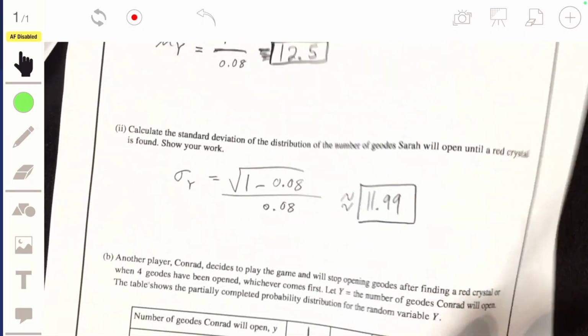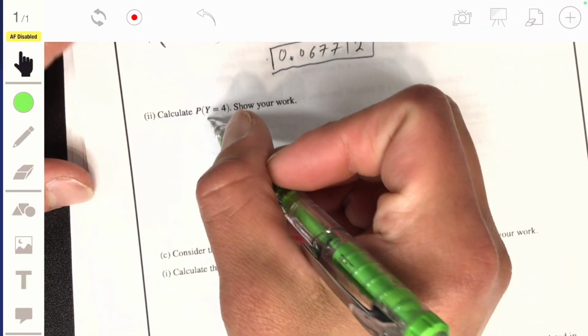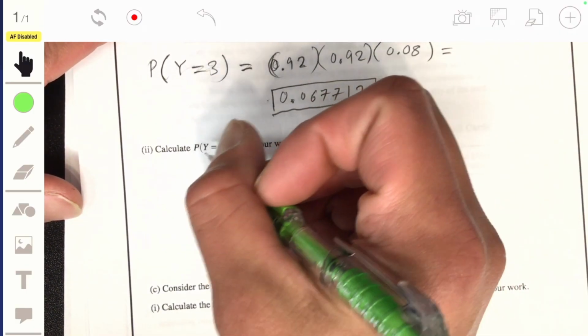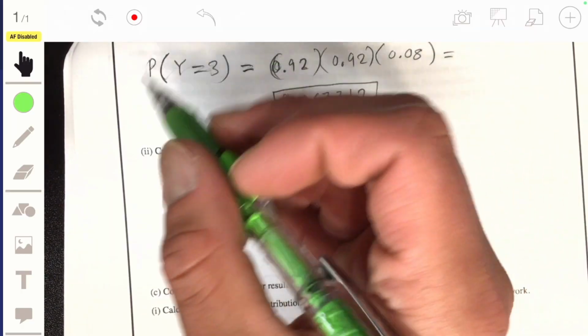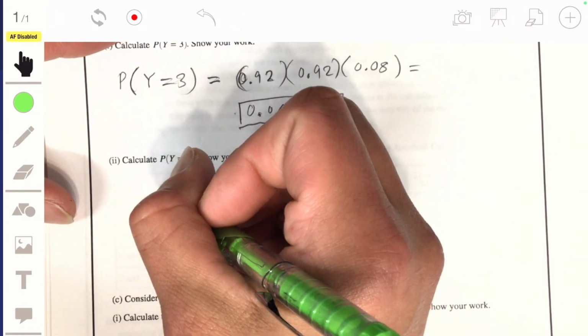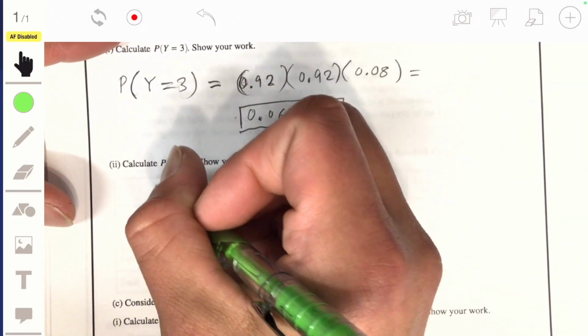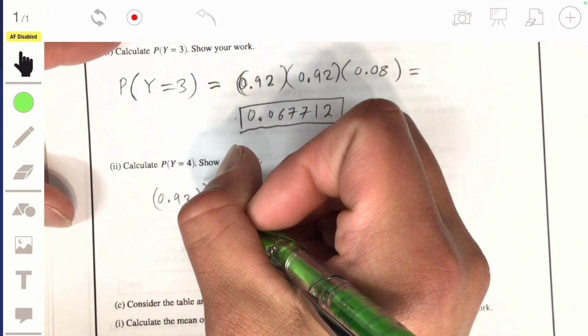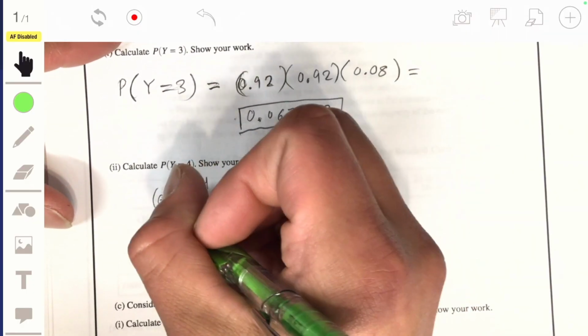So we have to calculate a sum of 2 things happening, meaning this is the probability that the game will stop, that he'll stop playing. And there are 2 ways that can happen. It'll be after drawing 4 blanks, missing the geode 4 times, which is 0.92 times 0.92 times 0.92 times 0.92, or 0.92 to the 4th.